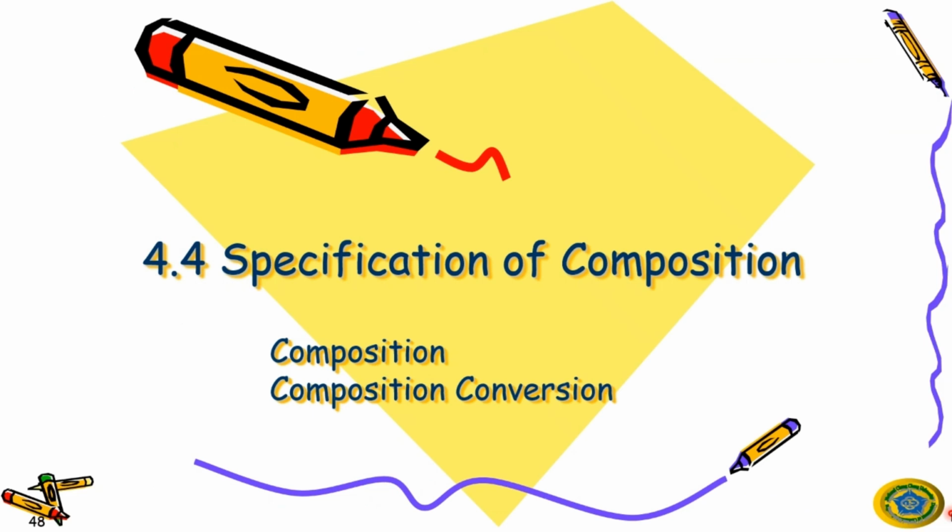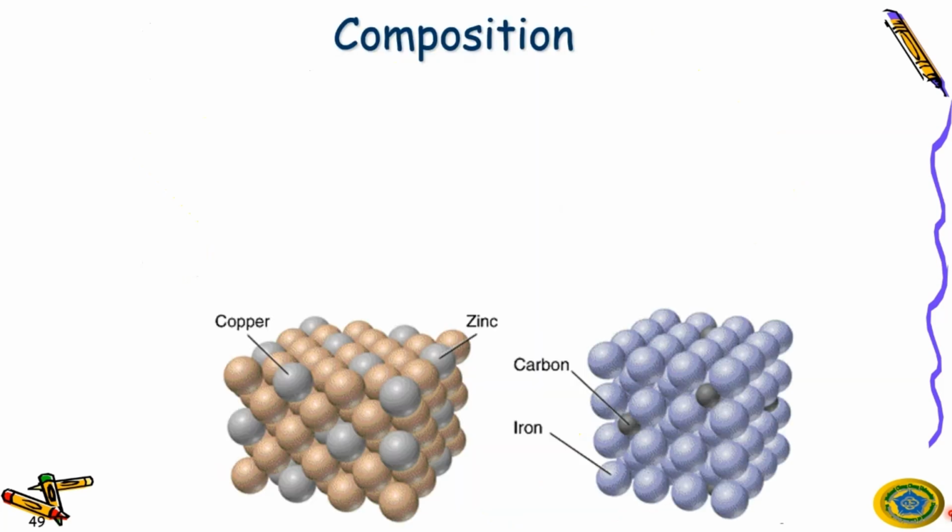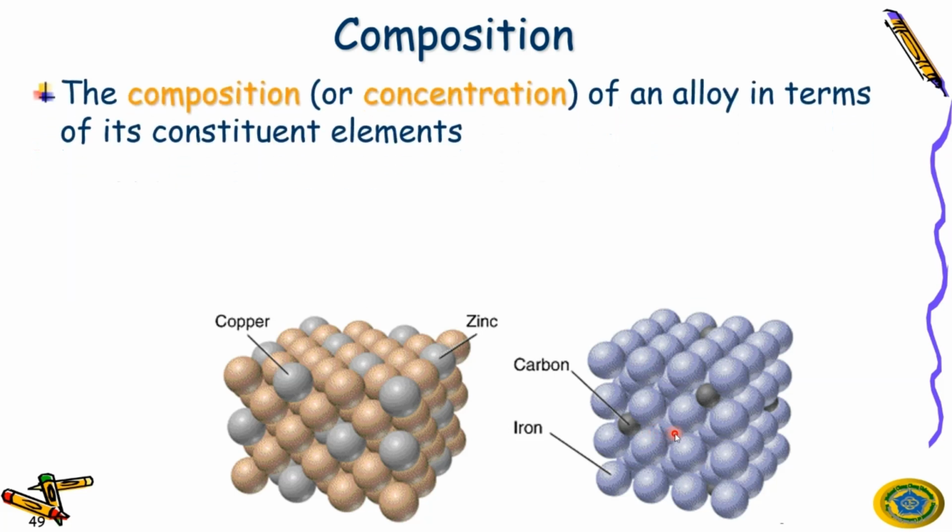Right. So section 4.4 is specification of the composition. The important thing is you want to define the composition. For example, how many copper atoms are in this zinc metal, and how many atoms of carbon are in these iron metals. You need to define the composition, or what we call the concentration, of the alloy in terms of its constituent elements.